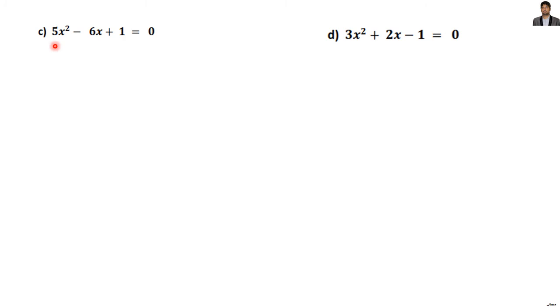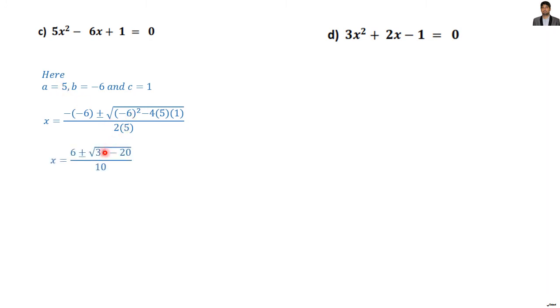Part C, 5x squared minus 6x plus 1 equals 0. So first we have to find a, b, and c. a is 5, b is minus 6, and c equals 1. Now put all these values in the formula. b is minus 6. Here also b is minus 6, b squared minus 4ac. a is 5, c is 1, over 2 into 5, 2a.